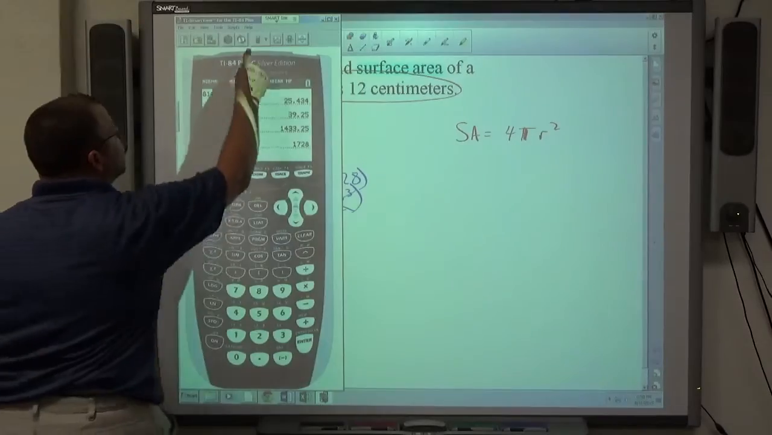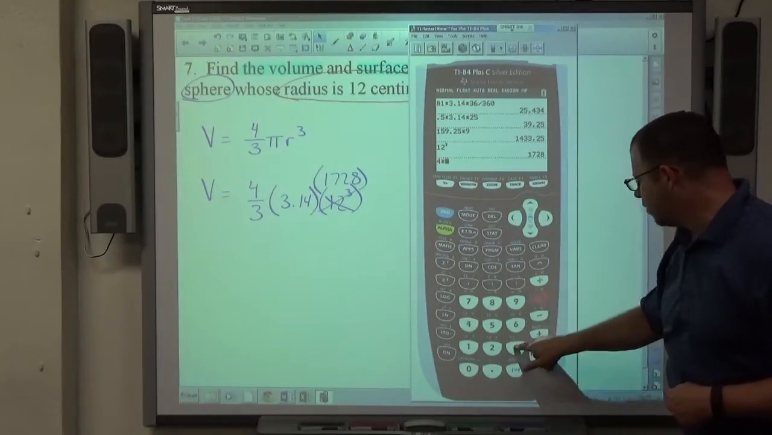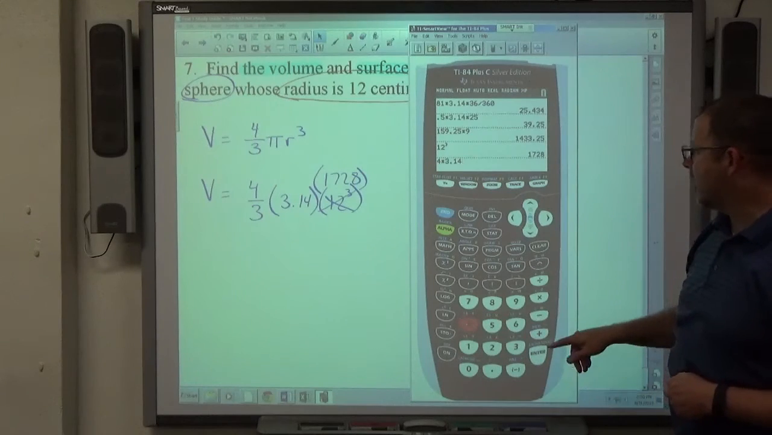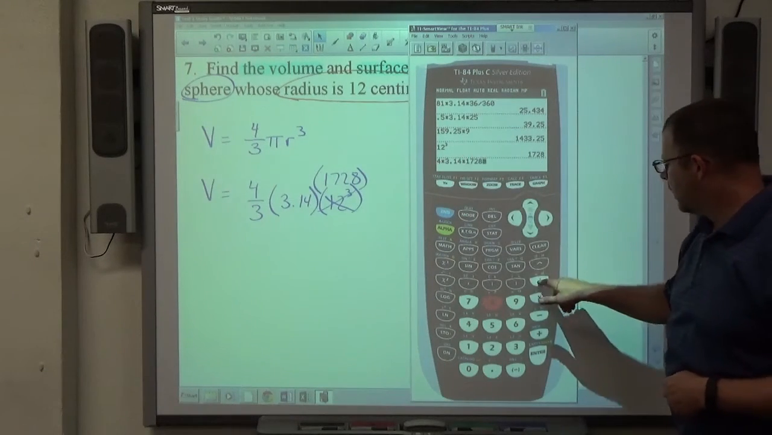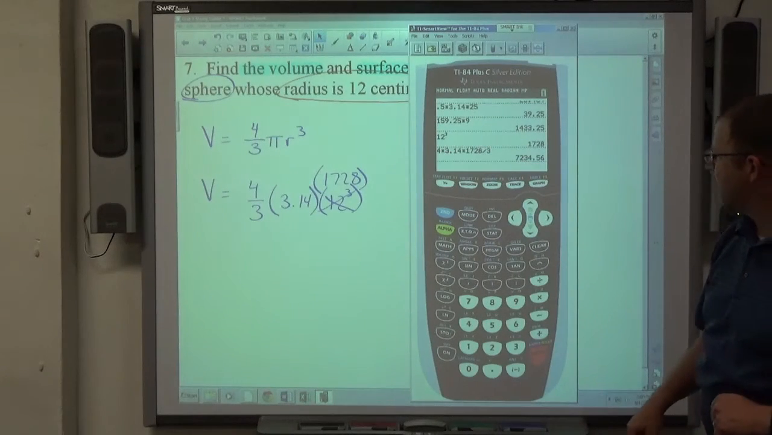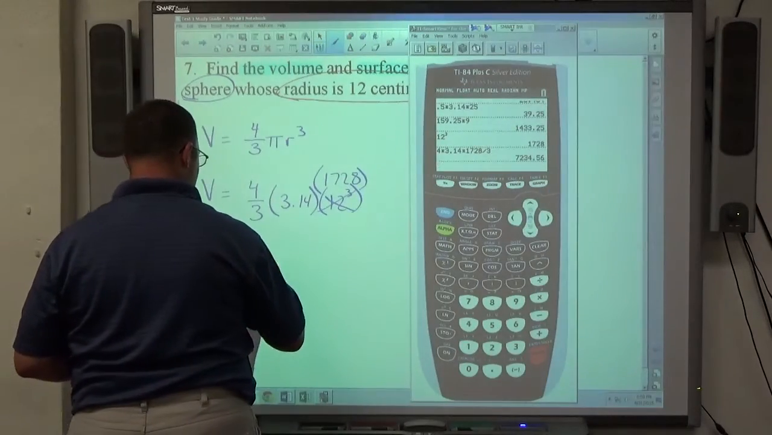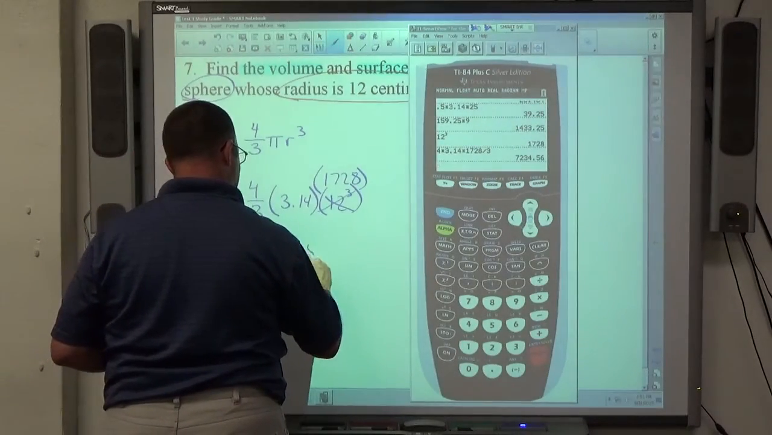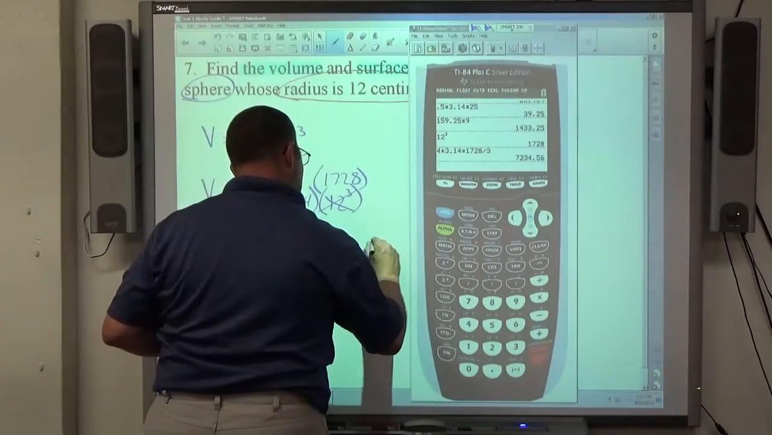So let's bring this over here so we can see what's going on. I type in 4 times 3.14 instead of pi, times 1,728, the value of 12 cubed, divided by 3. Always do the divided by last. That comes out to 7,234.56. The unit is centimeters, so this is going to be centimeters cubed.